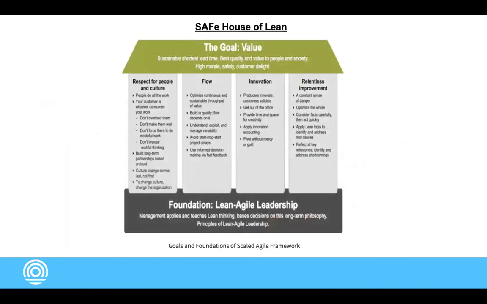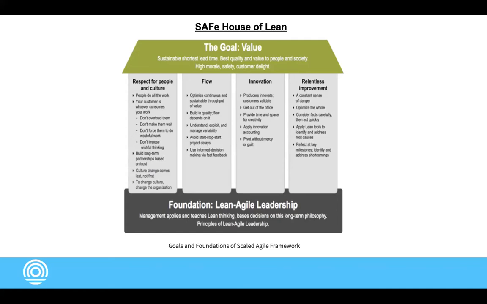Okay, and this is a great picture that I found from the Scaled Agile SAFe website. It's pretty similar to the 3 pillars for Scrum: inspection, adaptation, and transparency. These are the 4 pillars for the House of Lean. And the goal is for sustainable, short lead time, best quality, and value to people and society. And this promotes high morale, safety, and customer delight.